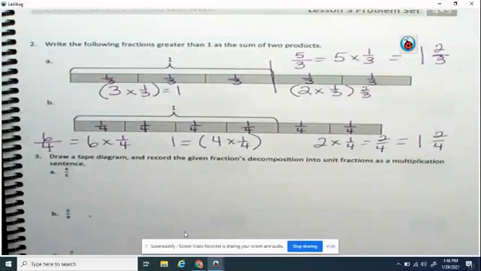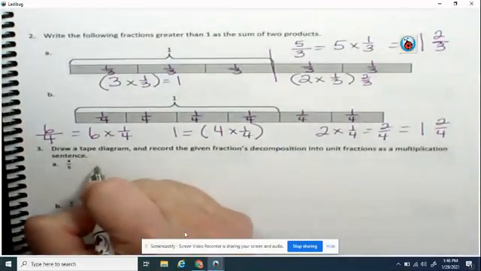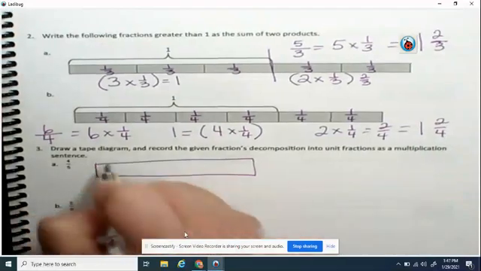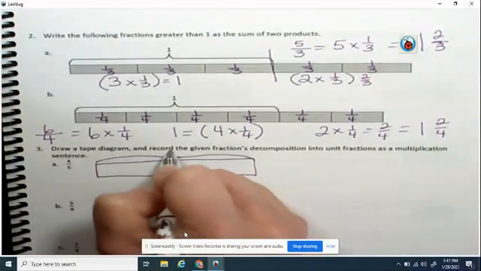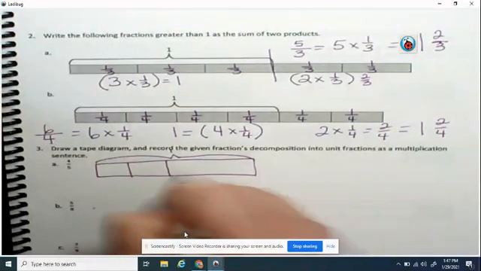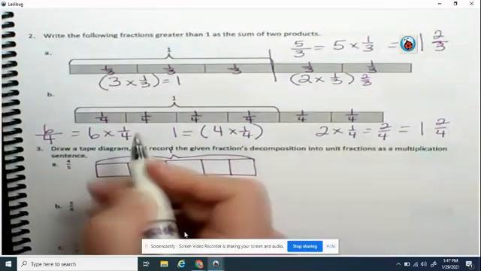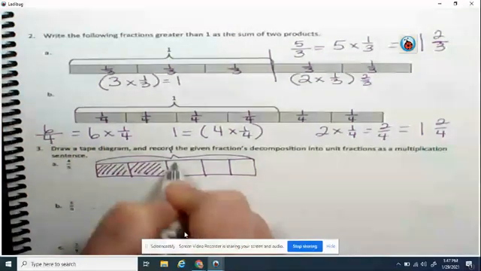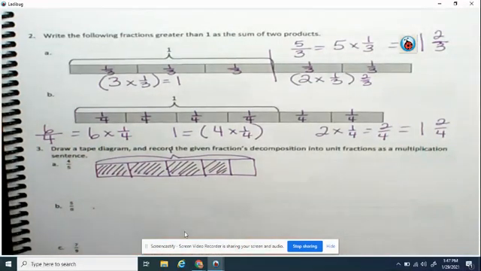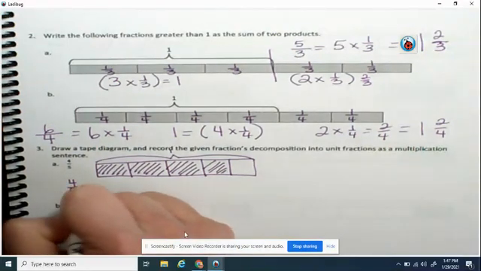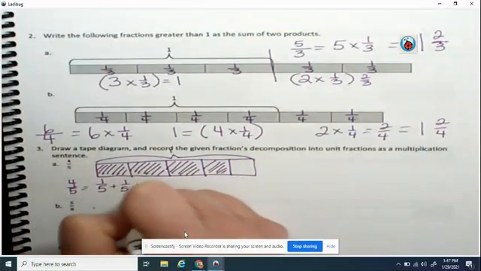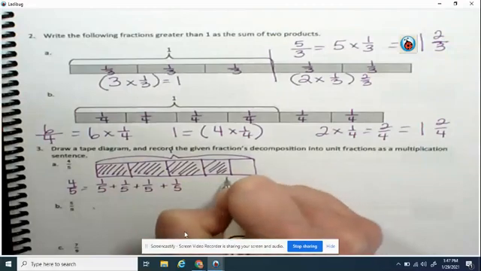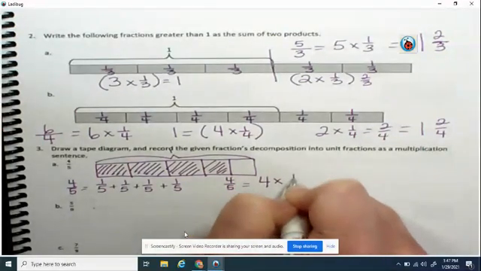Okay, so we're going to draw a tape diagram down here for the fraction, and we're going to show a multiplication sentence and unit fractions. Okay, so this is 4/5. So my 1 whole is going to be 5. 1 whole. We're going to make it into fifths. 1, 2, 3, 4. Okay, there's my fifths. We're going to shade in 4 of them. Okay, so I've got 4 fifths is equal to 1 fifth, 2 fifths, 3 fifths, 4 fifths, or 4 fifths is equal to 4 times 1 fifth.